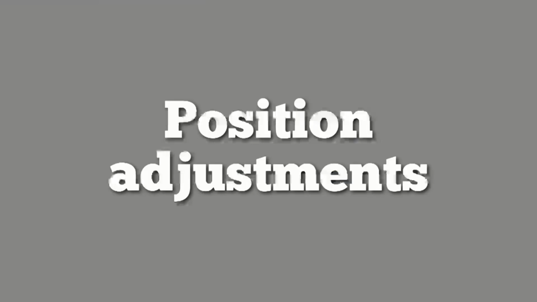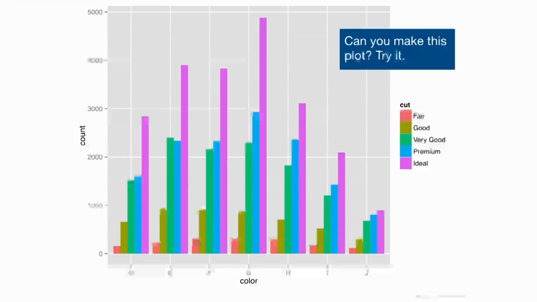And I'm going to tie this vocabulary to the grammar at the end of this lesson, and you'll see that what you've really learned is a sub-language about graphics. Position adjustments are part of that language, so let's take a look at them. Here's a bar chart that uses a couple different variables in the graph. See if you can make this bar chart.